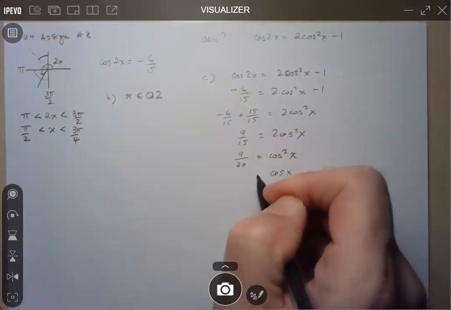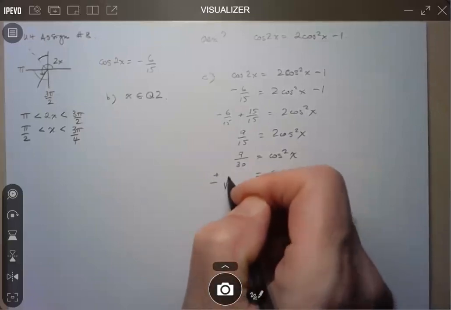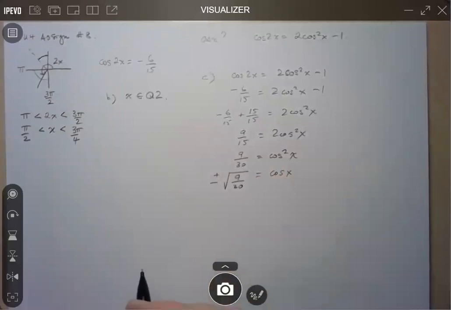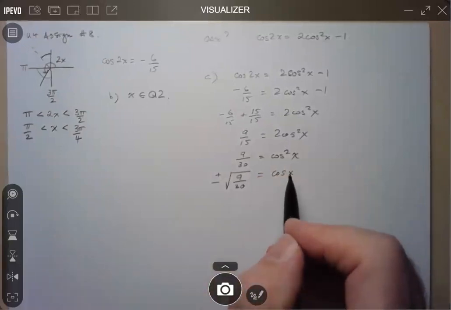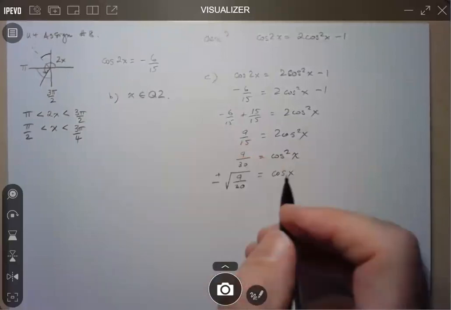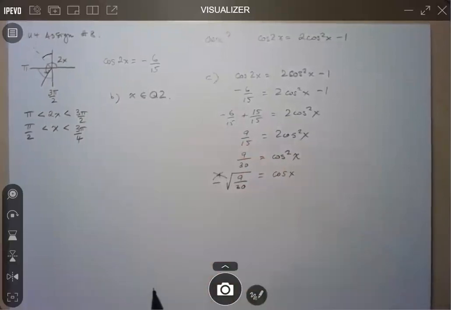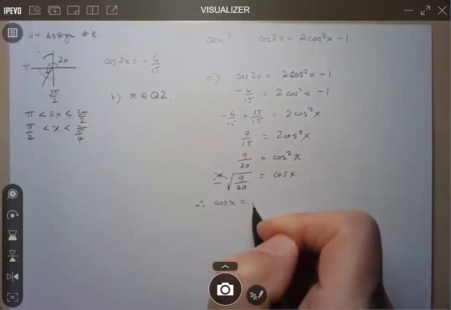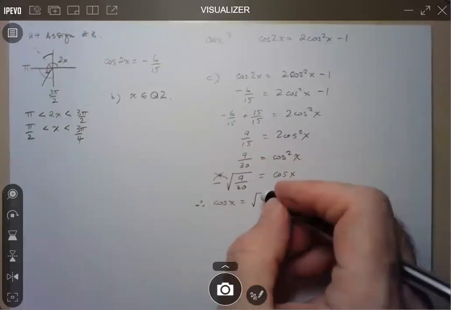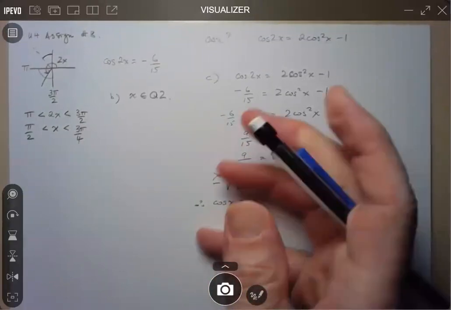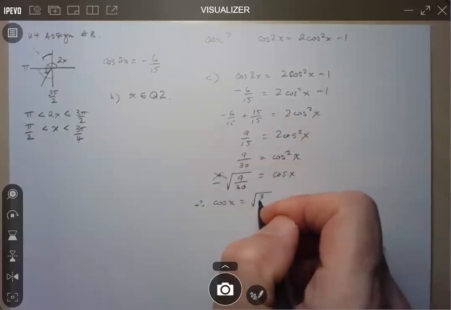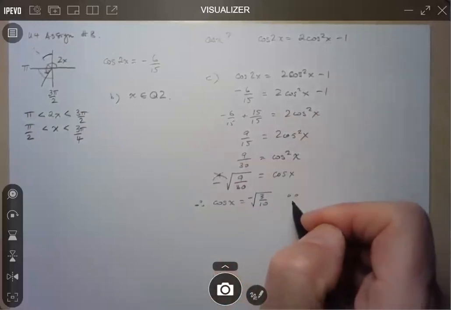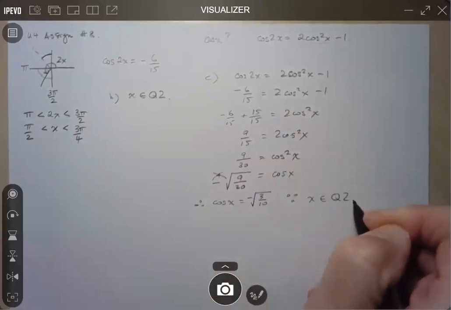And so cos x is equal to plus or minus square root of 9 over 30. But of course, now that we know that x is in the second quadrant, I know that it has to be the negative square root. So here, we have that cos x is equal to the square root of 9 over 30, which I should clean up, of course. I should not leave it as 9 over 30. It's 3 over 10. Okay, sorry, negative root 3 over 10, since x is in quadrant 2.